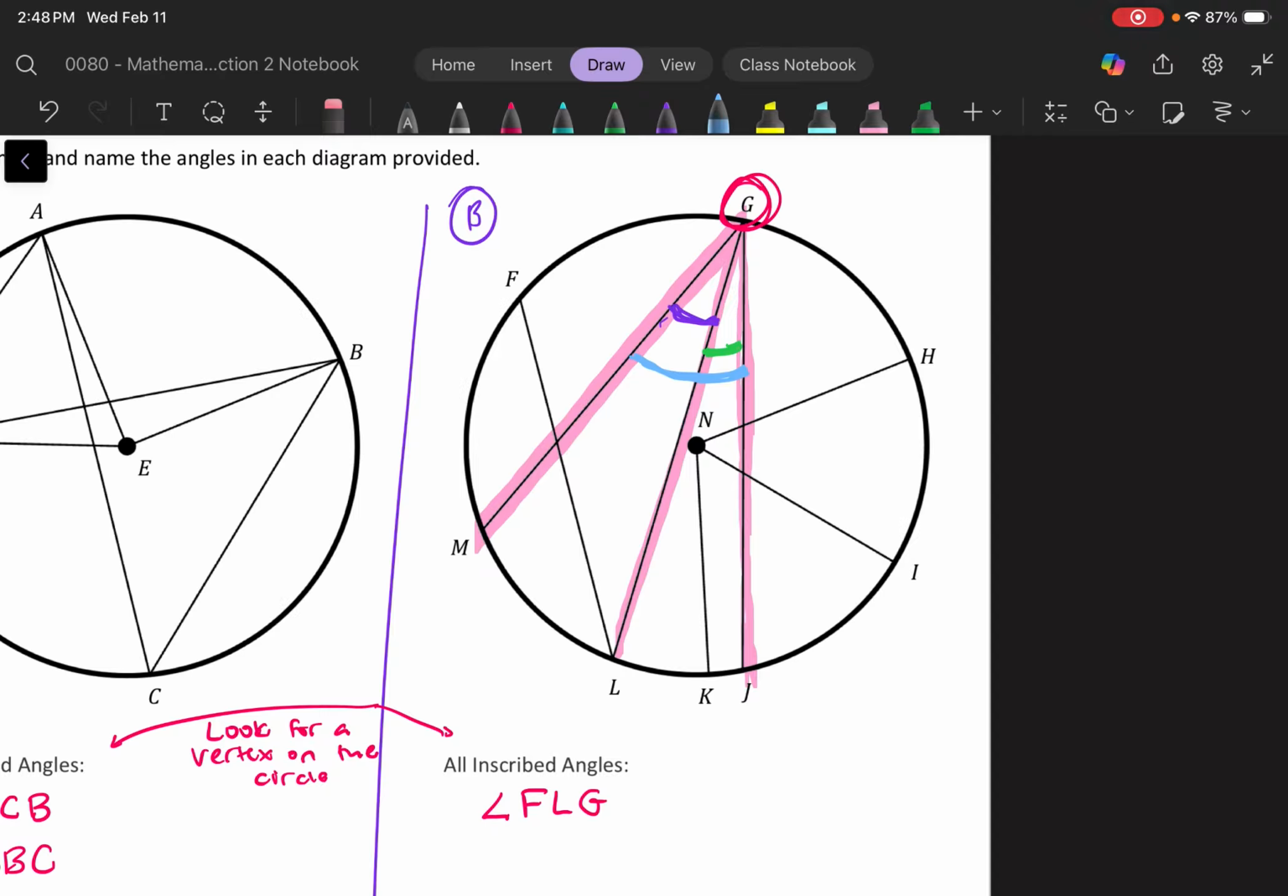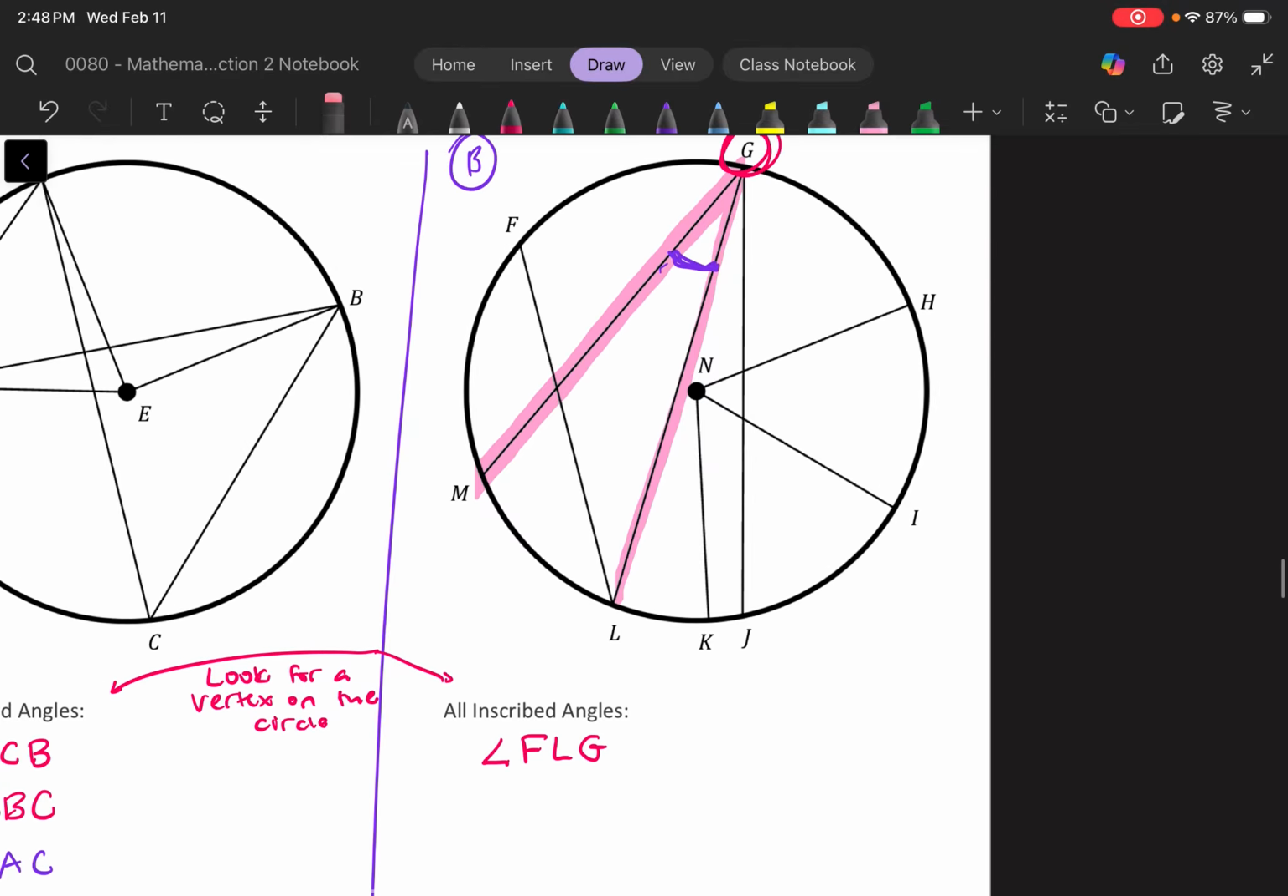These would all be inscribed angles. So I'm going to take a look at the purple one first, because it's made up of two chords that have a common endpoint, and that's okay. And when I name it, I have angle MGL.